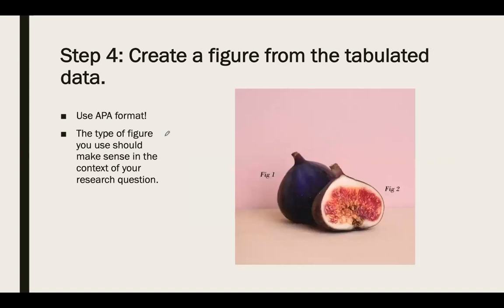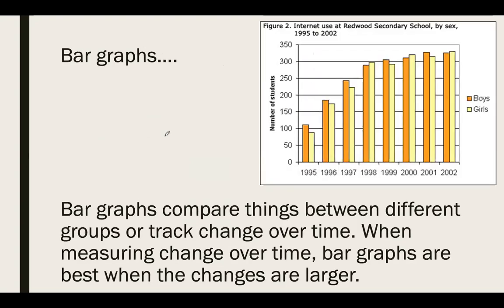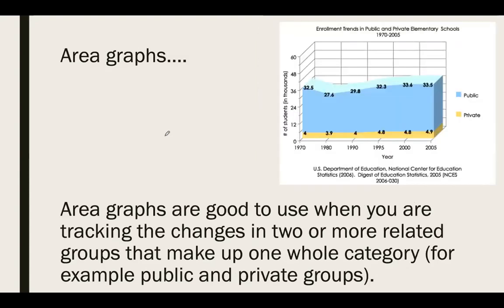All right, creating your figure. Again, use APA format, and the type of figure you use should make sense in the context of your research question. So again, this is a review from last week. Line graphs, best for tracking changes over time. Bar graphs compare between different groups or track changes over time, but they're better for larger spans of time.